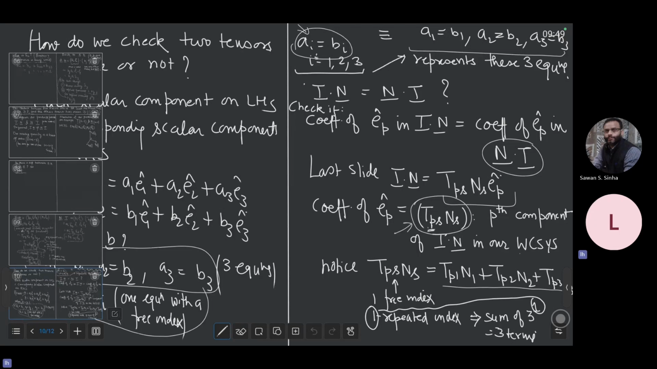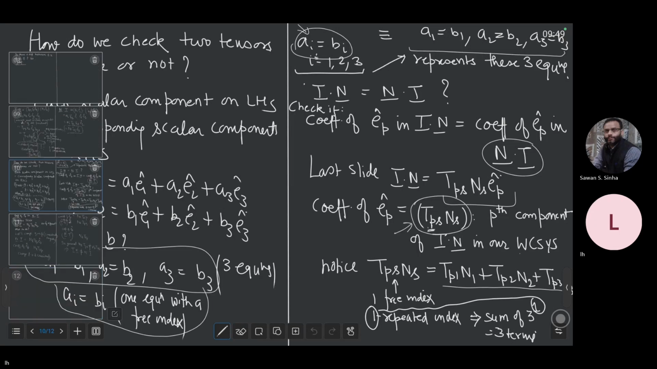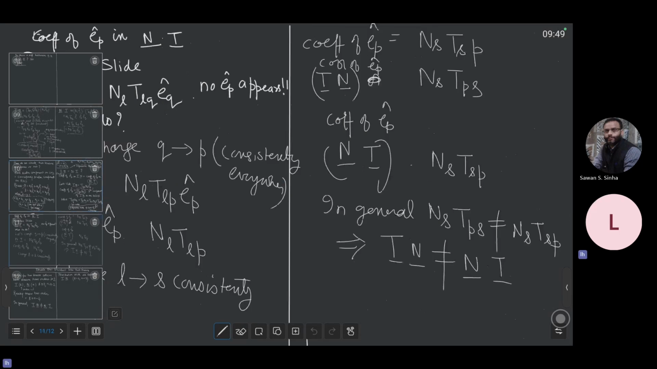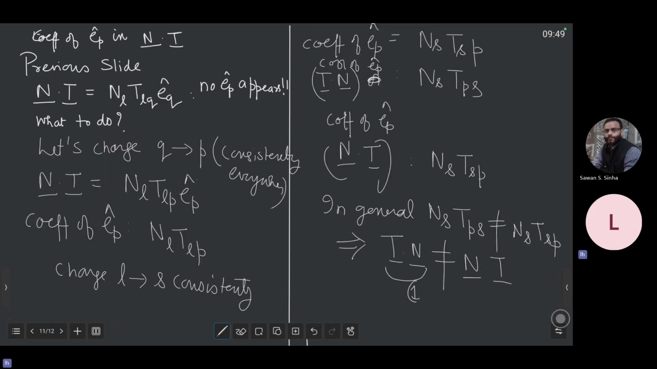Okay, one more thing I forgot to say. What is the order of tensor T dot N? We have seen, this is 1 and this is also 1. Is that consistent with my claim that the resulting tensor, when you take a dot product between two tensors, is going to be of order T plus N minus 2? Is it consistent or not? T was 2, N was 1, 2 plus 1 is 3, minus 2 is 1.